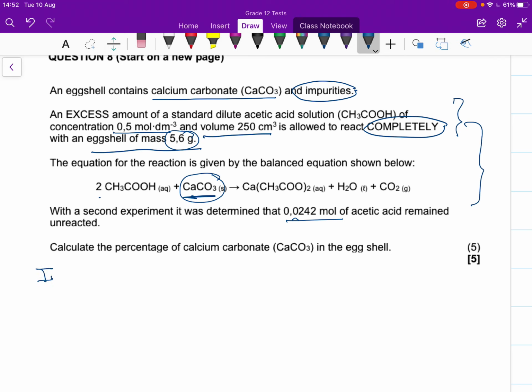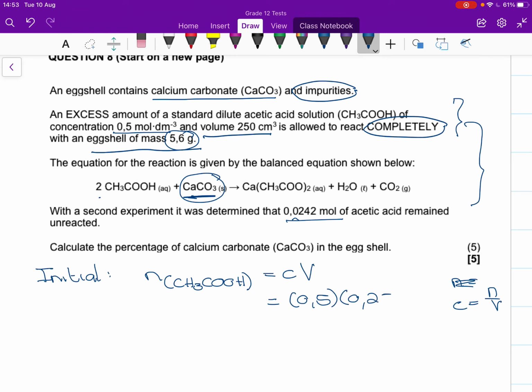So initially, for the calcium carbonate, the number of moles of the acetic acid is going to be concentration times volume. Remember, concentration is number of moles over volume. I'm using the acetic acid because that's the thing I know. I'm wanting to work out the calcium carbonate. So I had 0.5 moles, volume of 0.25. Remember, it's got to be in decimeters cubed. So initially, I had 0.125 moles.